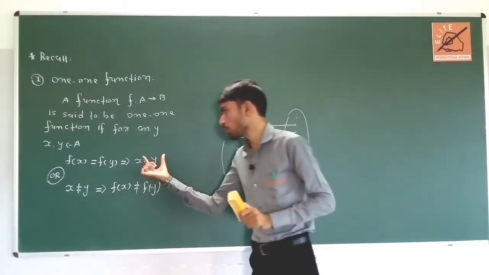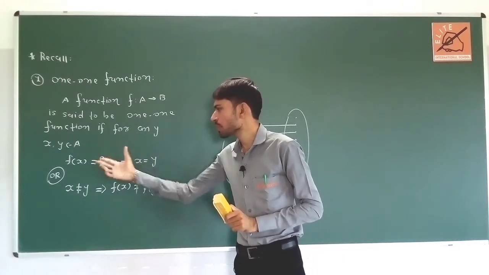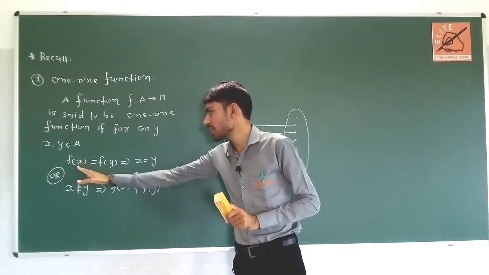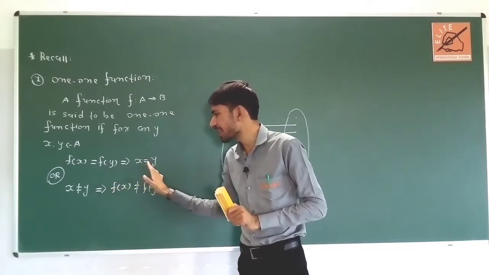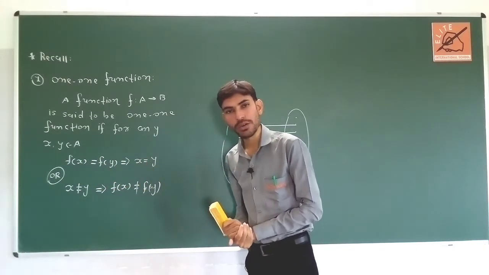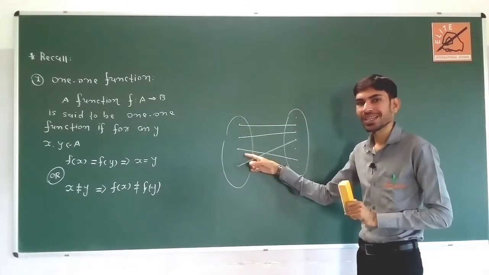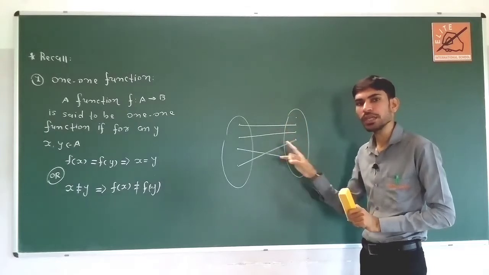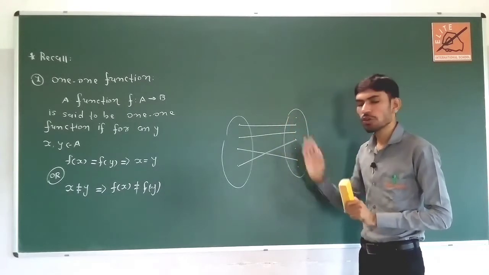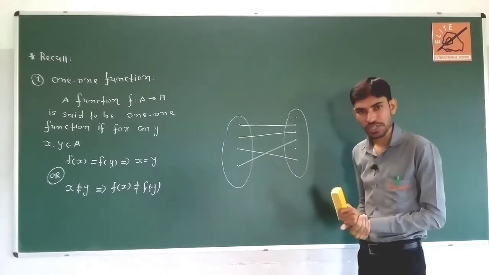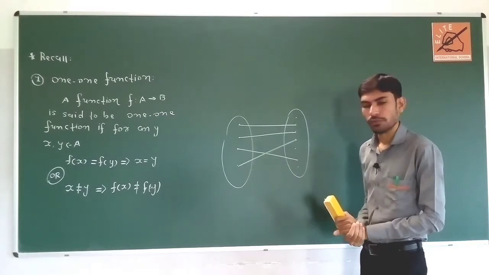As we know, to prove any function is one-one we use these conditions: assume f of x is equal to f of y, and prove x is equal to y. That means your function is one-one. So in short, keep in your mind: each element of the domain is related with only one element of the codomain and the image of each element is distinct. So this is the one-one function.